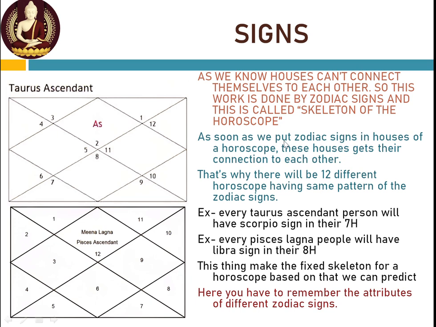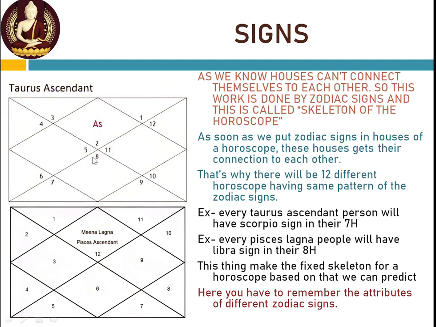So as soon as we put zodiac signs in the houses of the horoscope, the houses get connected to each other. That's why there will be 12 different horoscopes having the same pattern of zodiac signs. For example, every Taurus ascendant person will have a Scorpio sign, as I already told you, in the 7th house. They come in couple form. So this makes the skeleton fixed. This is called the skeleton.